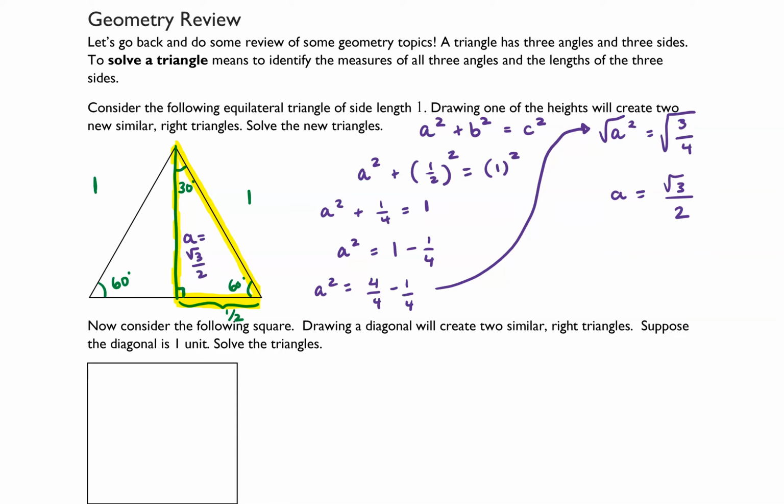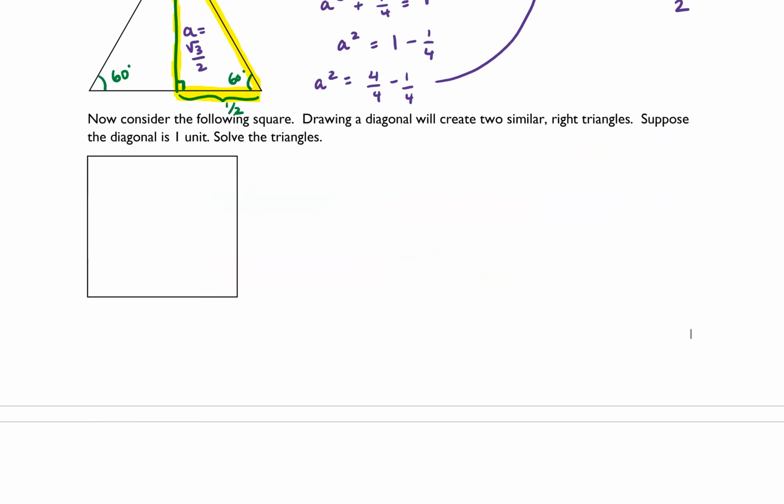So now we've figured out all of the side lengths and all of the angle measures in the highlighted triangle. So we've gone ahead and done what the question is asking of us. The next part says, now consider the following square. Drawing a diagonal will create two similar right triangles. Suppose the diagonal is 1 unit, solve the triangles.